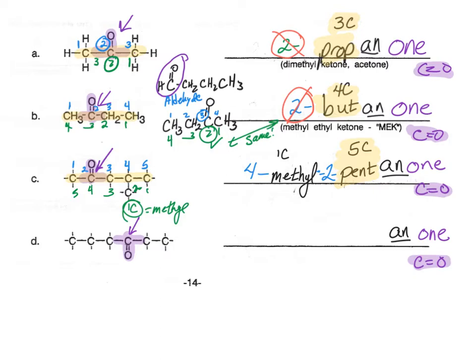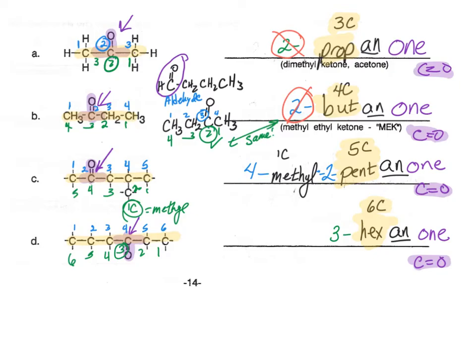Now we look for the longest continuous carbon chain. That includes the carbonyl carbon, and we see in this case that there are 6 carbons, and that is hex, so we now have hexanone. Now we need to tell what number the carbonyl carbon is on, and counting in the forward direction, we get number 4. In the reverse direction, we get number 3. That means that we'll be using 3-hexanone for our name.